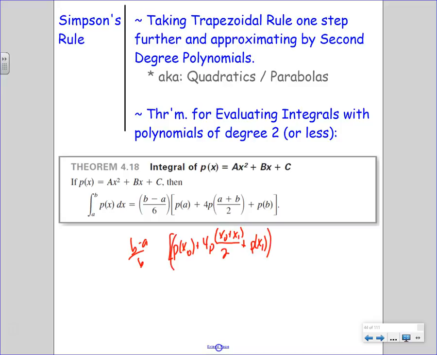collection, or the shared variable. The next one would start at P of x sub 1, and it would also have its own for x sub 1 plus x sub 2. So you're technically adding; these two are going to pair up. So you have 1, 4, 2, 4, 2, 4, 2, 4, all the way until you get to the second endpoint, which is P of x sub n.